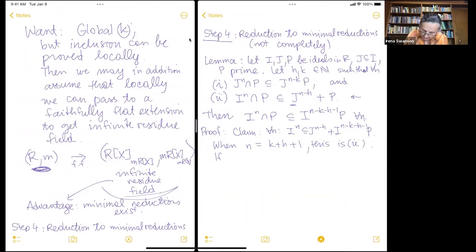So if we know the claim for some N bigger than or equal to K plus H plus 1, then, well, what about the next N? I to the N plus 1. So if we know it for some N, then we have this: J to the N minus H plus I to the N minus K minus H minus 1 P.